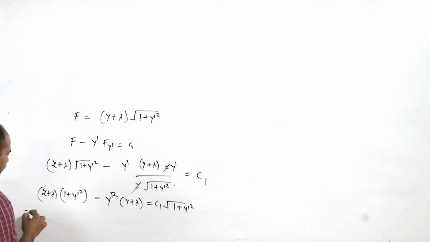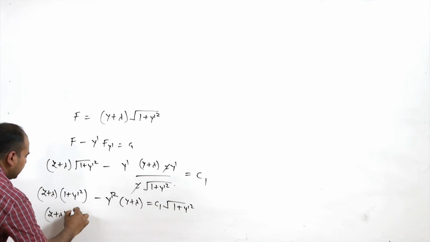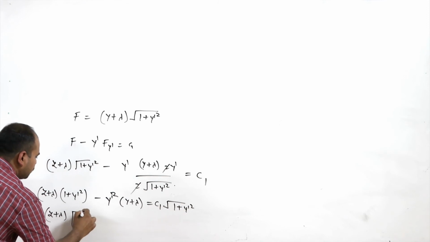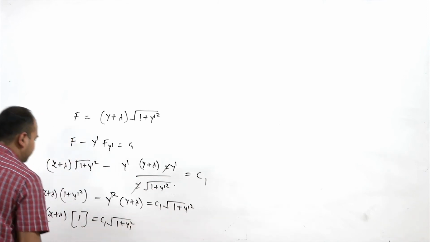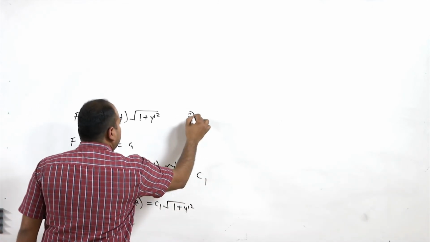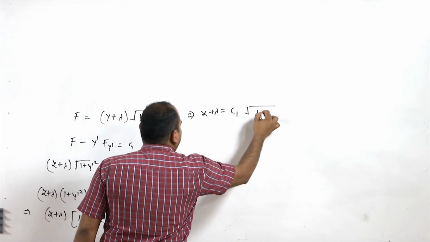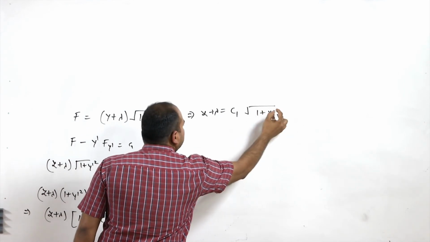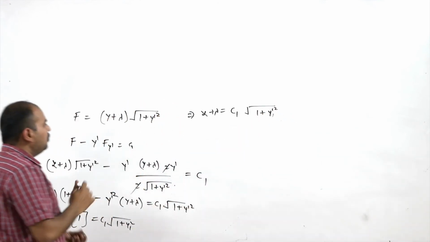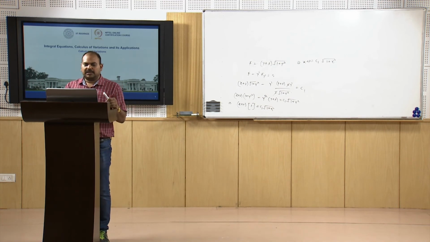So here we can take this y plus lambda out, and inside you can say that it is 1. So y plus lambda is equal to c1 under root 1 plus y dash square. So we want to simplify this. For simplifying this, we can introduce a new parameter t.